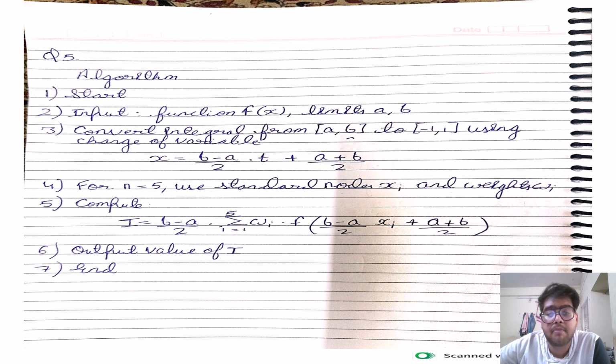X is equal to (b minus a) upon 2 into t plus (a plus b) by 2. For n is equal to 5, use standard nodes x and weights w. Compute I is equal to (b minus a) by 2, summation of wi, f of (b minus a) by 2 xi plus (a plus b) by 2. Output value of I.